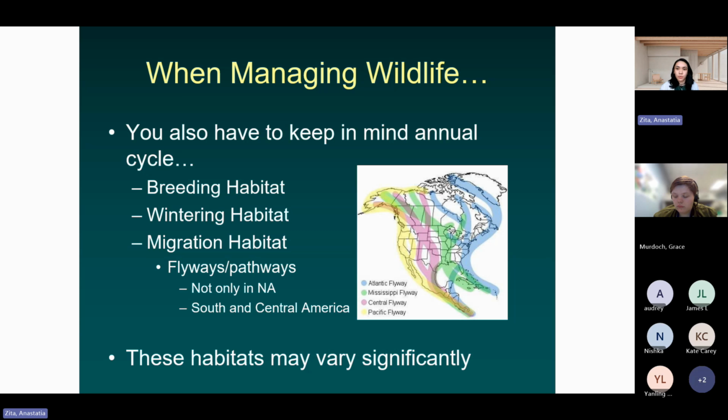Some examples of breeding habits would be the painted turtle, which usually occupies ponds and pond edges in Virginia, but when it goes to lay its eggs, it will look for more inland, terrestrial areas near ponds. As most of you probably know, many bird species have large migration patterns and flyways, as you can see here on the side. These kinds of things vary significantly from organism to organism.